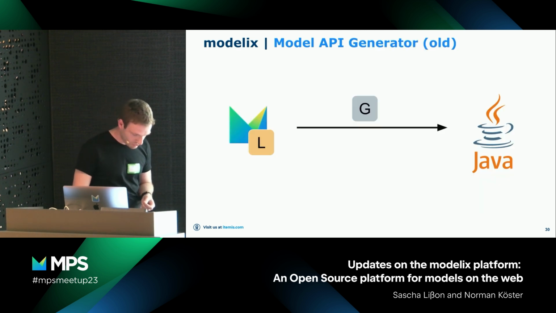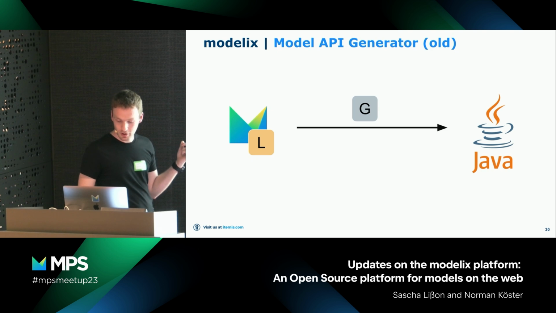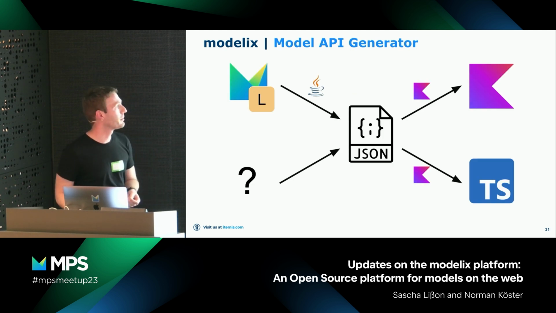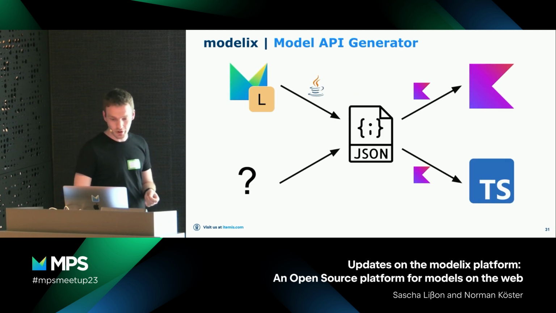So how do we generate this typed model API? That's one way to do it if you want to generate something out of MPS structure models. Then you can use the MPS generator, but that's not what we do. We did that in an earlier version, but now we have this intermediate step of exporting MPS meta models into a JSON file, and then the generators are implemented in just some Kotlin code. So it's not using the MPS generator.